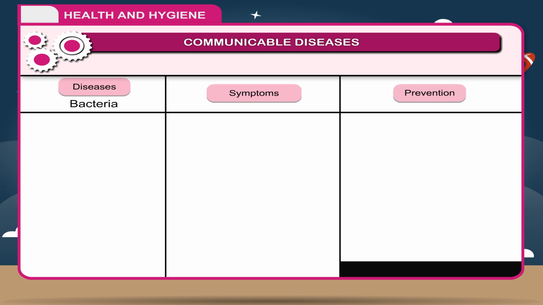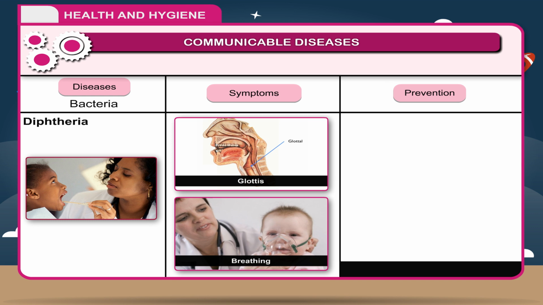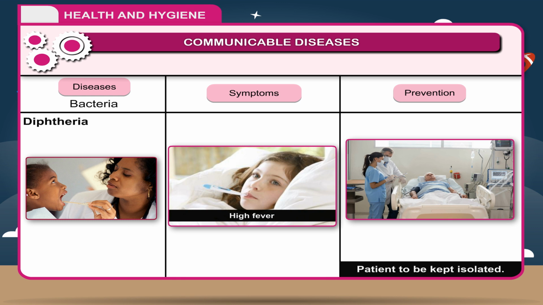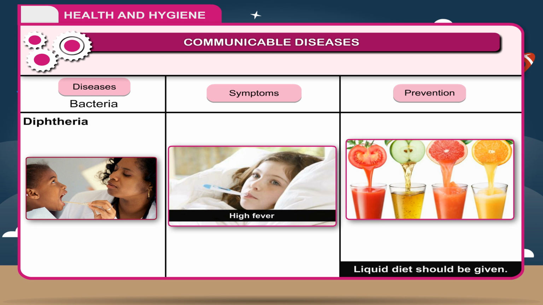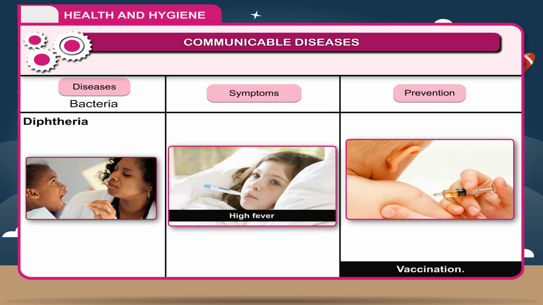Bacteria. Diphtheria, an acute and highly infectious disease affecting children, characterized by the formation of a false membrane in the passages of the upper respiratory system. Throat pain and cough, glottis is blocked and breathing becomes difficult, high fever. Patient is to be kept isolated. Liquid diet should be given. Boiled water for drinking. Vaccination.